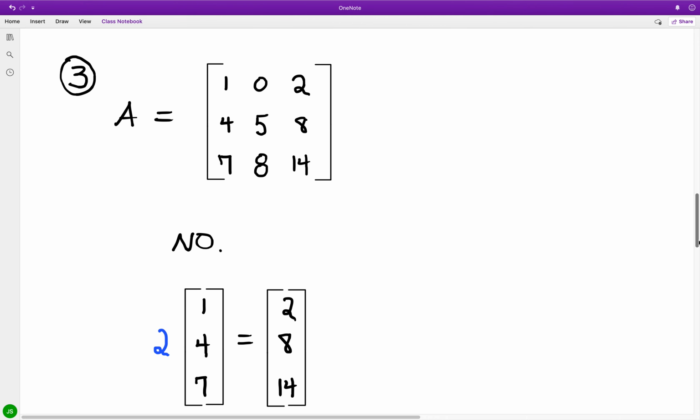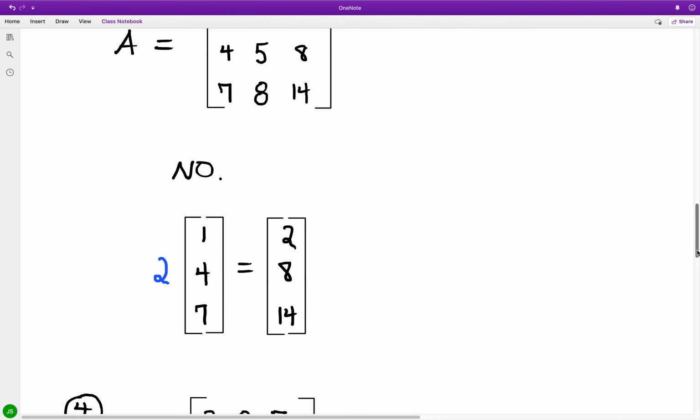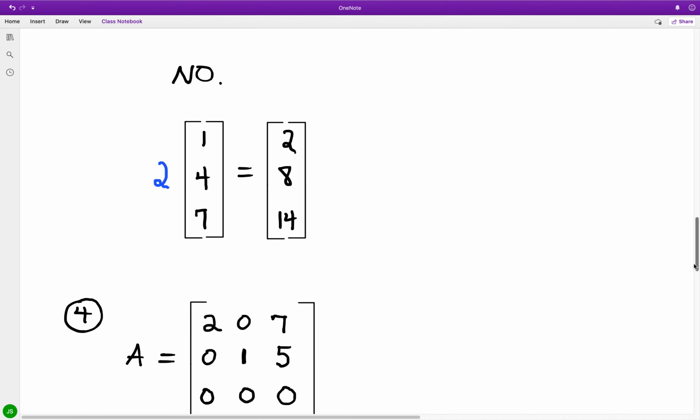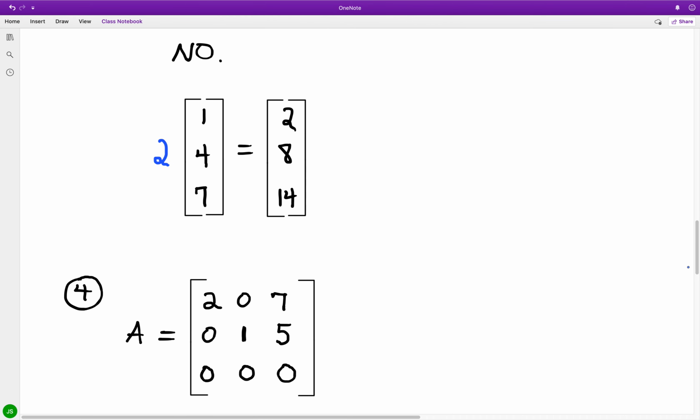Okay, and now we have the next item. So we have this particular matrix A. The first row is 2, 0, 7. The second row is 0, 1, 5. The last row has zeros across. Now, for what we have here, we don't have any one column to be a scalar multiple of another. Okay, so we have that particular qualifier.